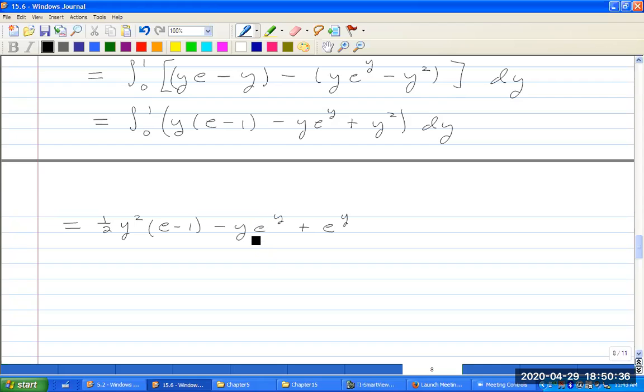Okay, so let's check that. The derivative of e to the y is just e to the y. The derivative of this term would be, by the product rule, e to the y, which cancels with that one, minus another y e to the y. So it's just minus e to the y. So that's correct. So just sort of guessing the answer, I get this form, plus the integral of y squared is 1/3 y cubed. And I'm going to evaluate that between 0 and 1.